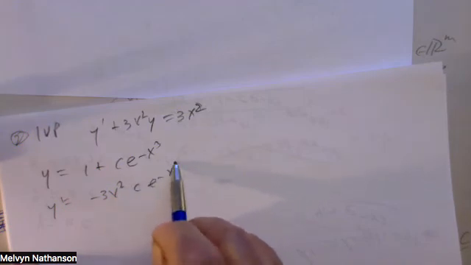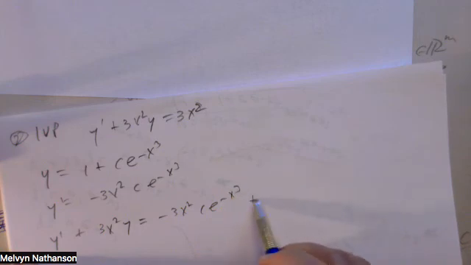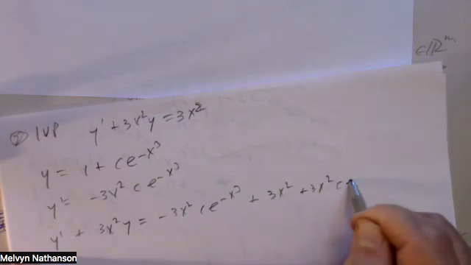So y prime is minus 3x squared c e to the minus x cubed. So y prime plus 3x squared y is minus 3x squared c e to the minus x cubed plus 3x squared, plus 3x squared c e to the minus x cubed. These cancel, equals 3x squared. So this is the general solution.